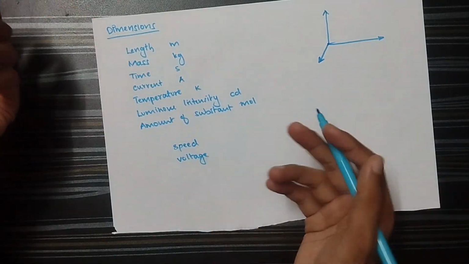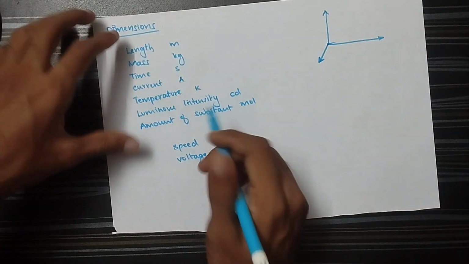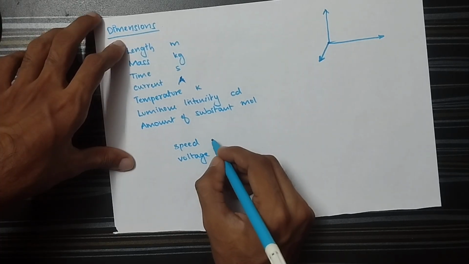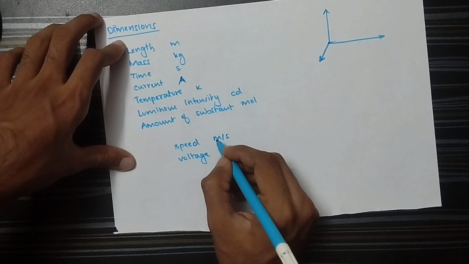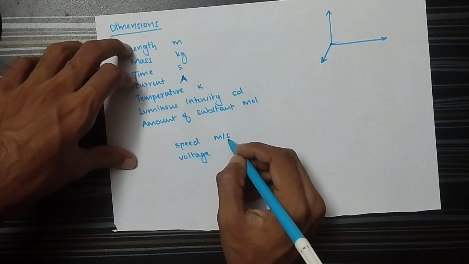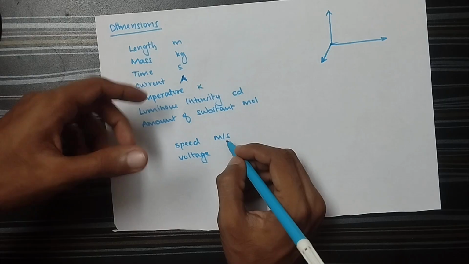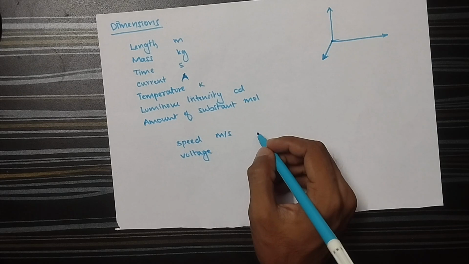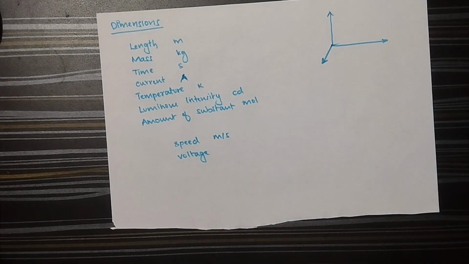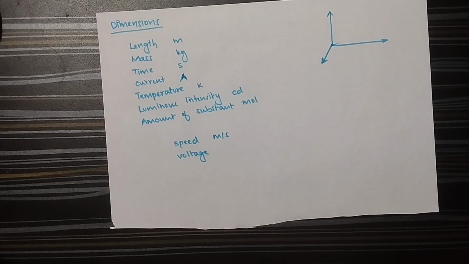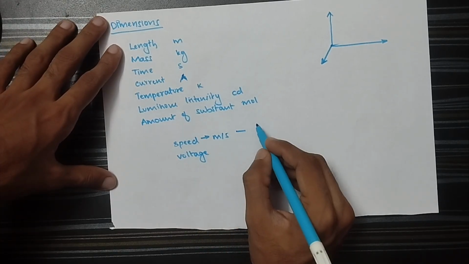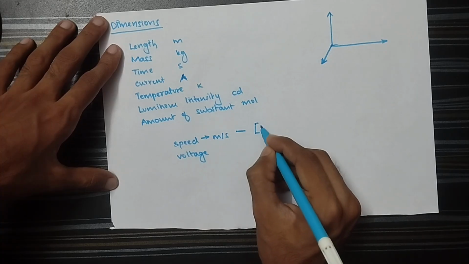For example, speed does not depend on current, right? Speed's unit is meter per second, and we know meter is length and second is time. There's no trace of current or temperature or luminous intensity in this value. So for the dimensions, we represent them as follows: dimensions of a physical quantity are the powers or exponents to which the base quantities are raised to represent that value. So for speed we have meter per second.